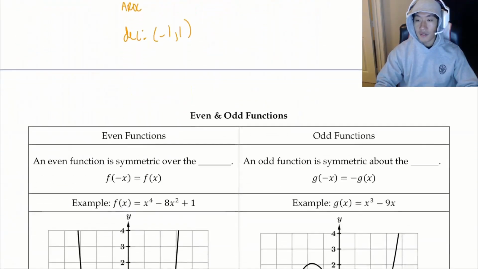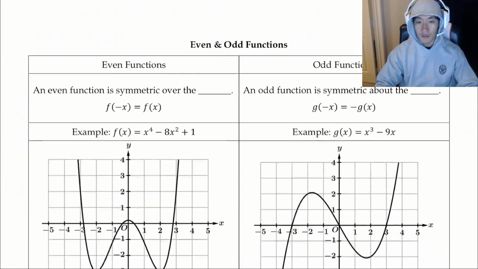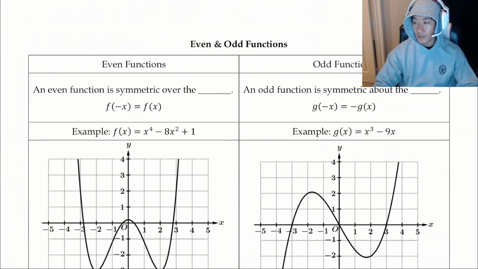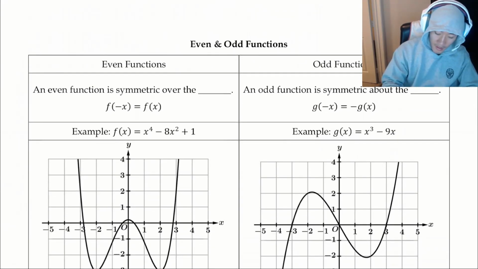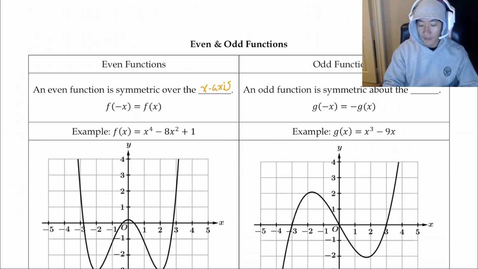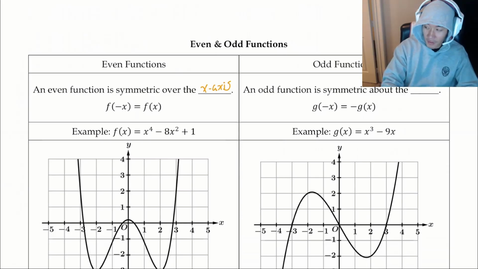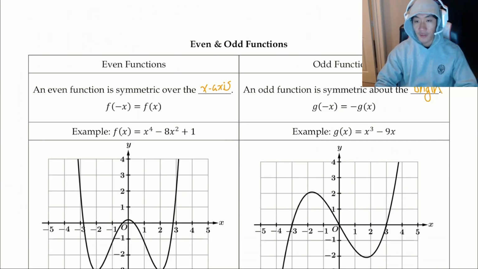All right, let's move on to even and odd functions. An even function specifically is symmetric over the x-axis, and then an odd function is symmetric over the origin. And so we're going to take some time to observe this truth here, right?